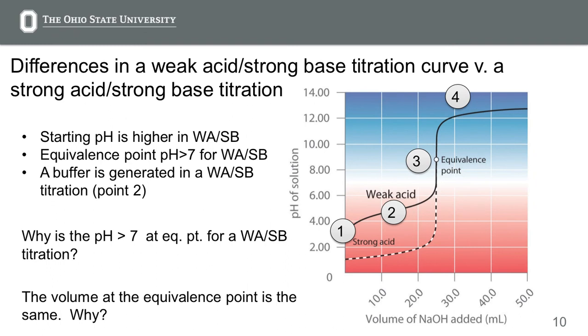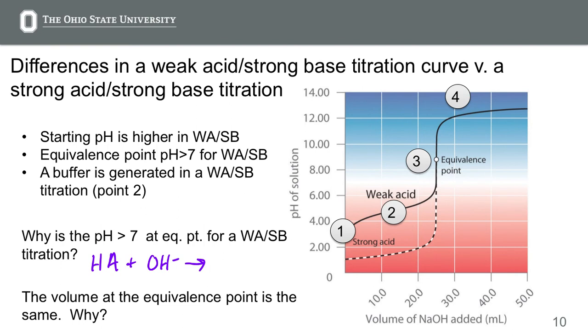Okay, so difference is starting pH is higher for a weak acid titrated with a strong base. The other thing is that the equivalence point pH is greater than 7 for a weak acid titrated with a strong base. So it's not 7. The pH is not 7 at the equivalence point for a weak acid. Why is that? Brayden. Since the weak acid has a weak base conjugate, it would be the Henderson-Hasselbalch equation, and so it should be pK, right?